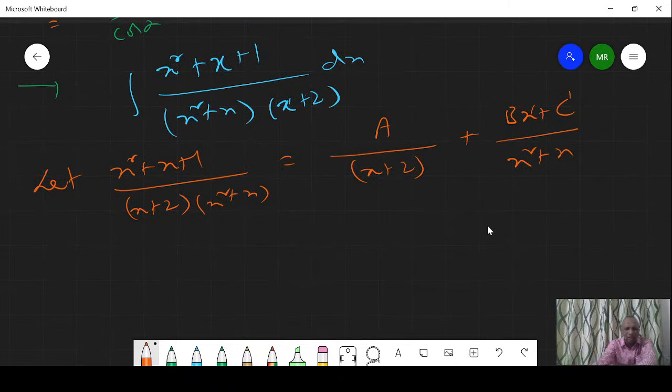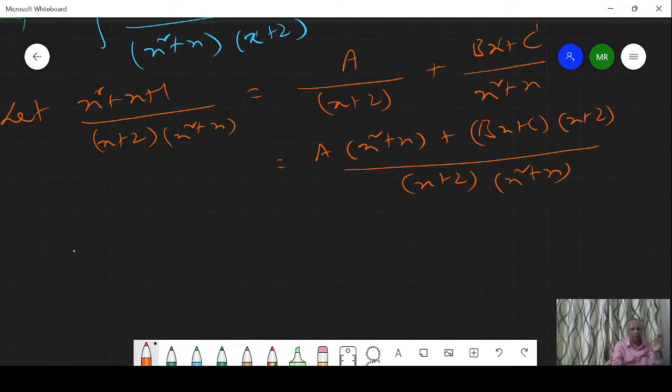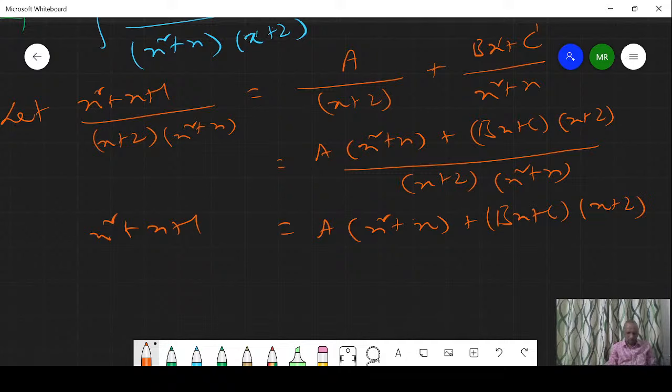Now, if you take the LCM, this will become a into x square plus x plus bx plus c into x plus 2 by x plus 2 into x square plus x. Comparing both sides, I can equate the numerators. So x square plus x plus 1 equals a into x square plus x plus bx plus c into x plus 2. These are all x only.